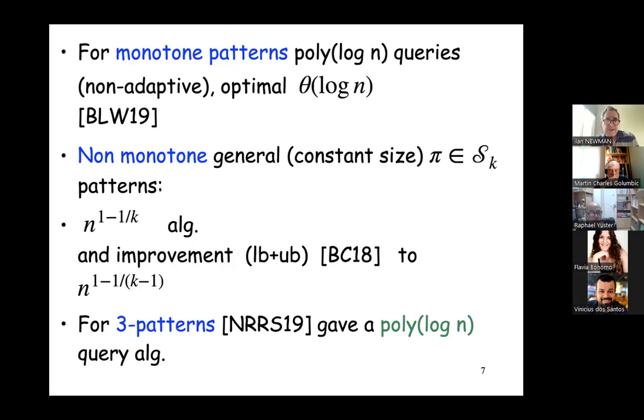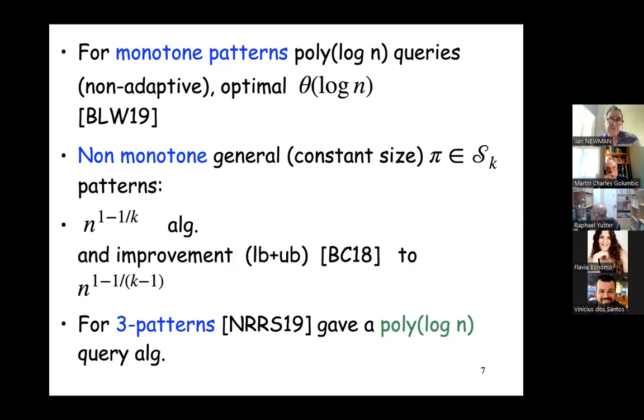And it was completely open, except for the case of 3. For the case of 2, I told you that everything is known, but for k equals 2, every pattern is monotone, so it falls into the monotone case. For the case of 3, that's the first time that you get to see non-monotone patterns, for example the pattern 1, 3, 2. And already in the original paper, there was a polylog n query algorithm.